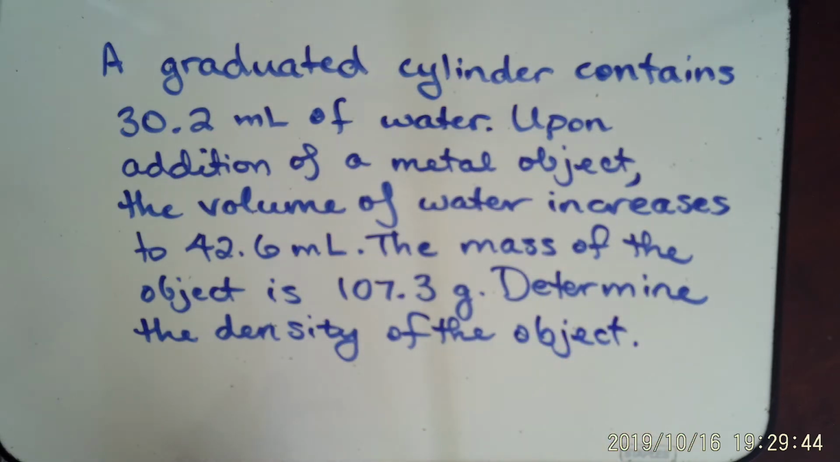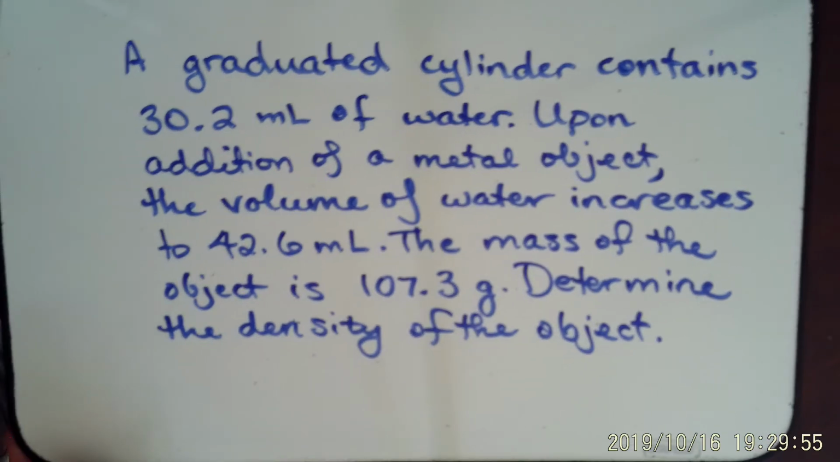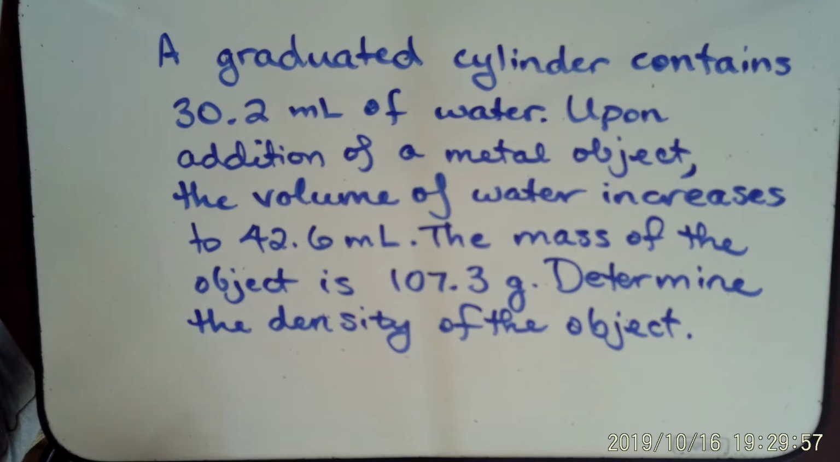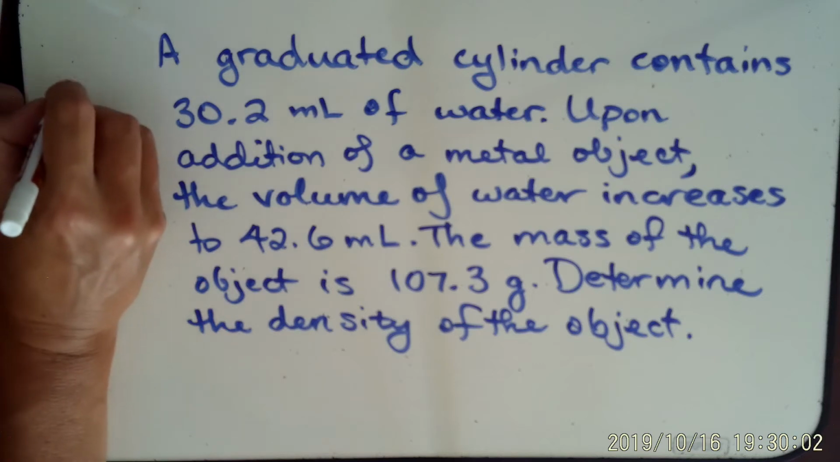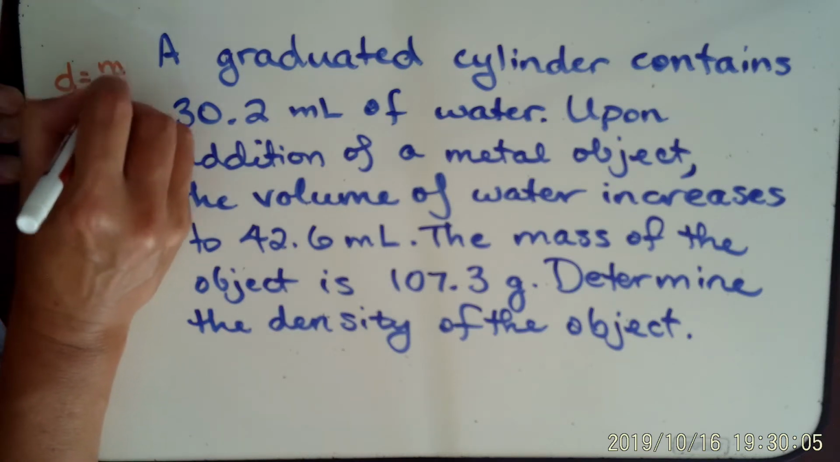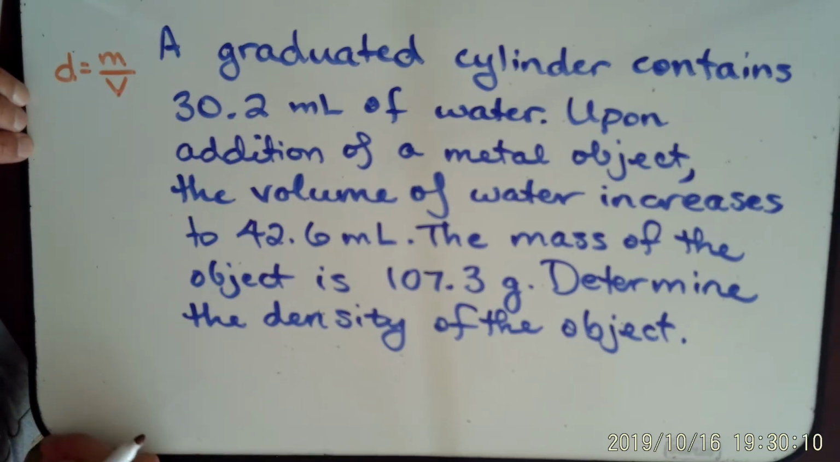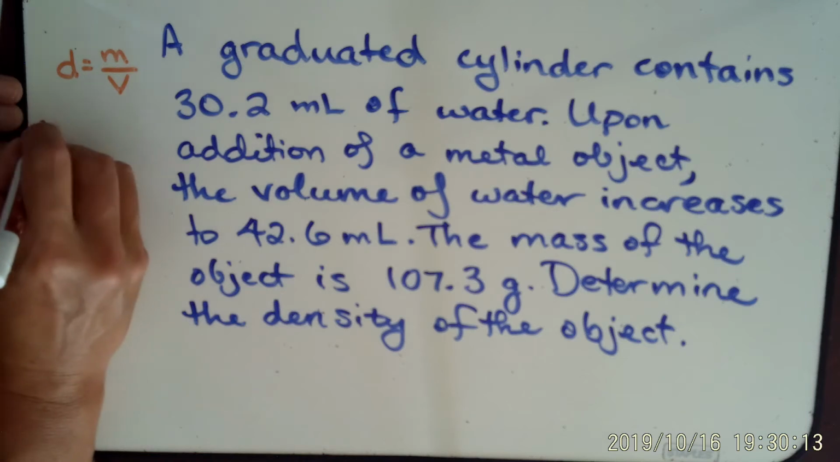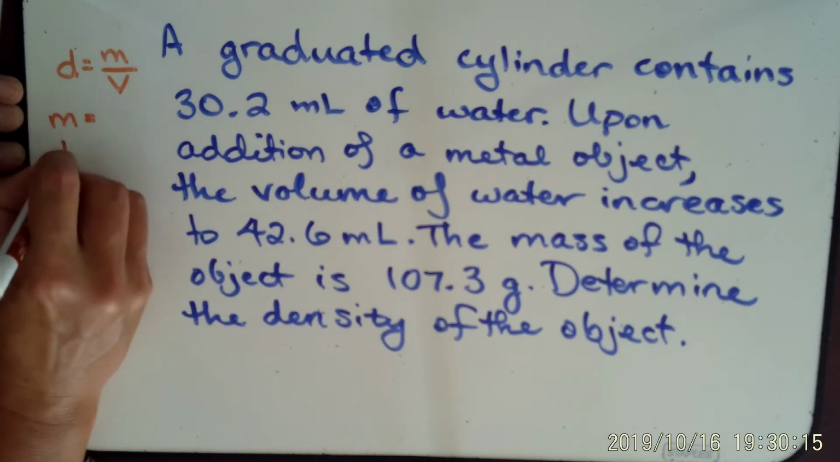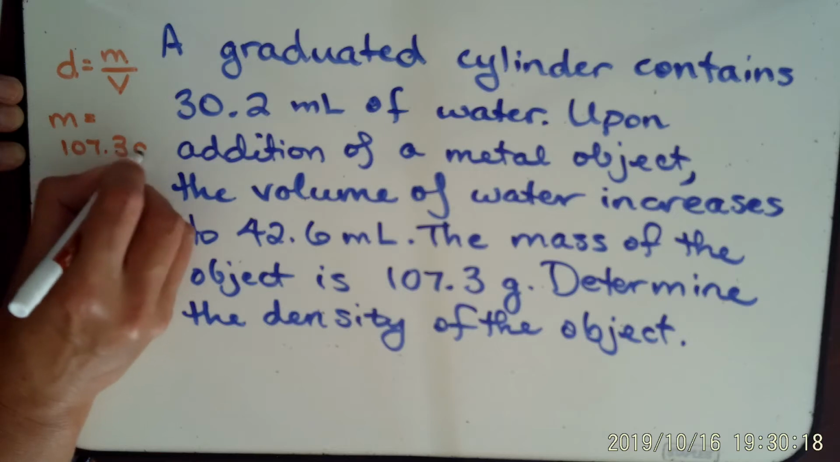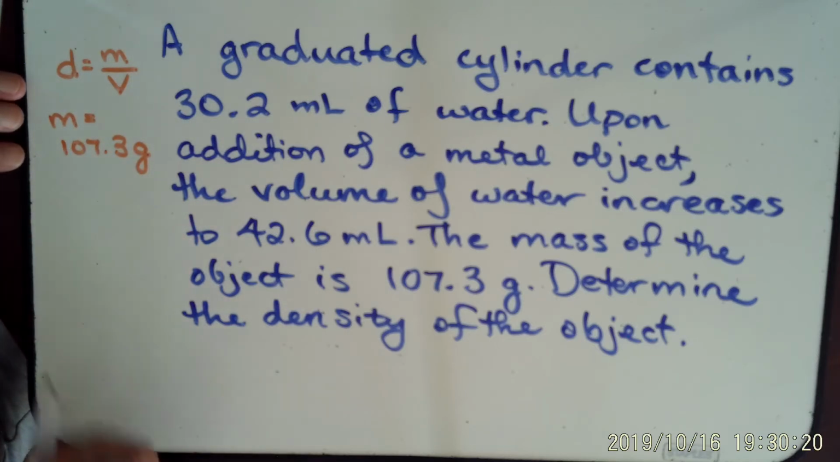Alright, so when we do this, the first thing is, let's just gather all our information. Obviously I'm going to erase the board because I don't have enough space. So I'm going to gather all my information and put it on the side. What information do we need? We need the formula. Density is equal to mass divided by volume. Now we know the mass. The mass, M, is equal to 107.3 grams. Question is, what is the volume?